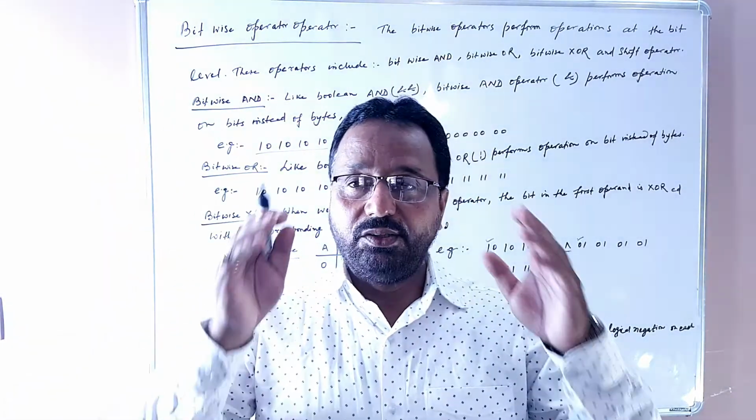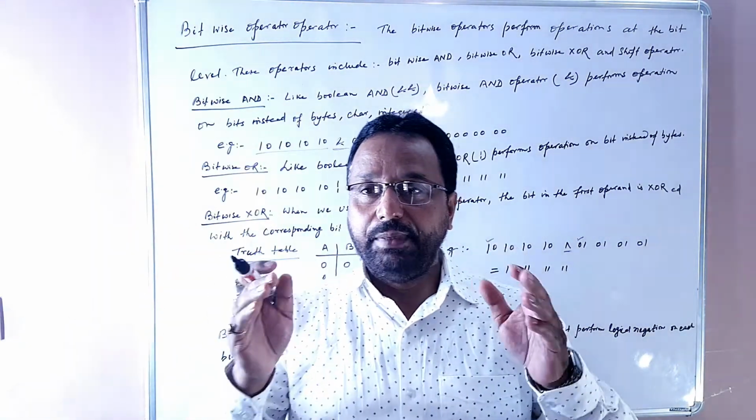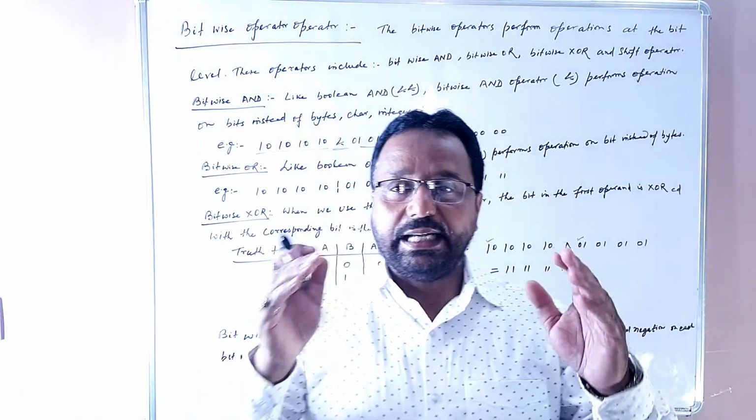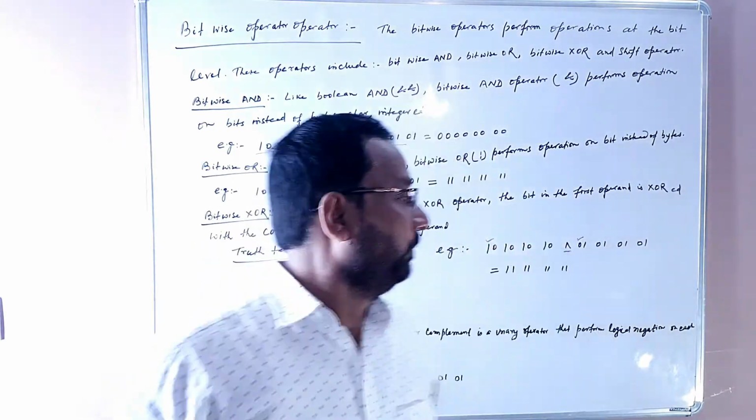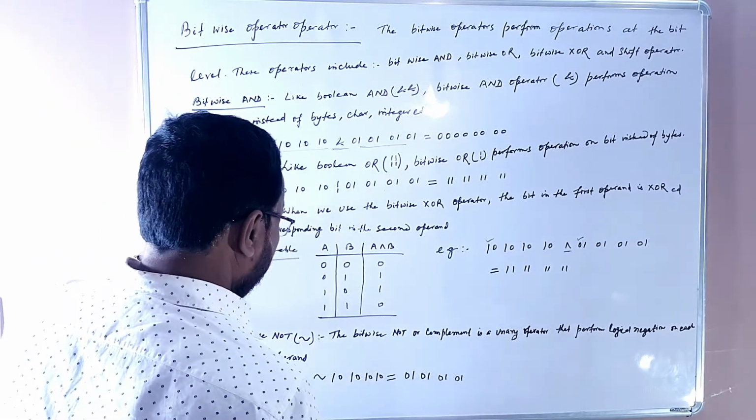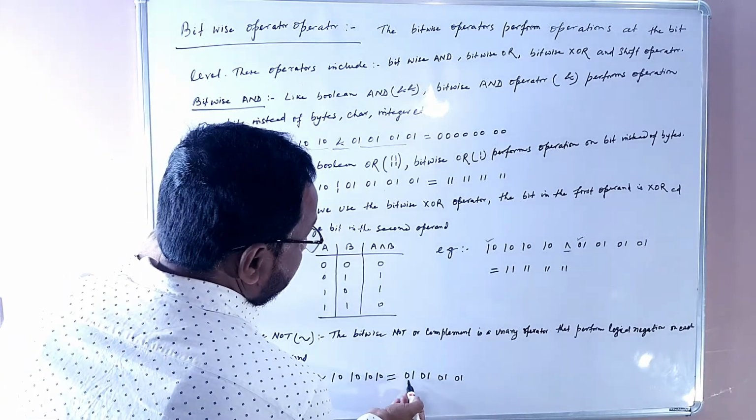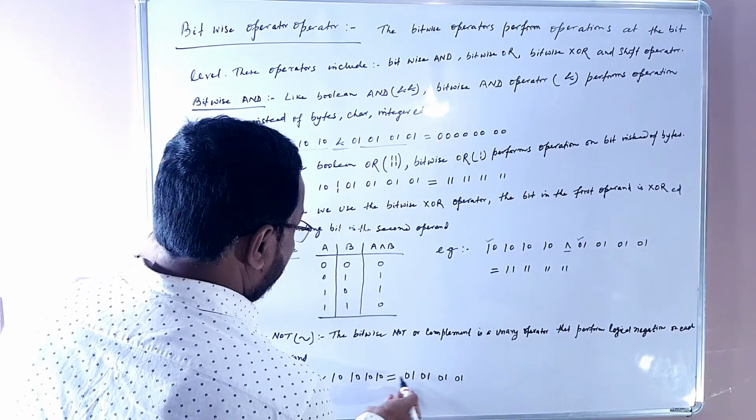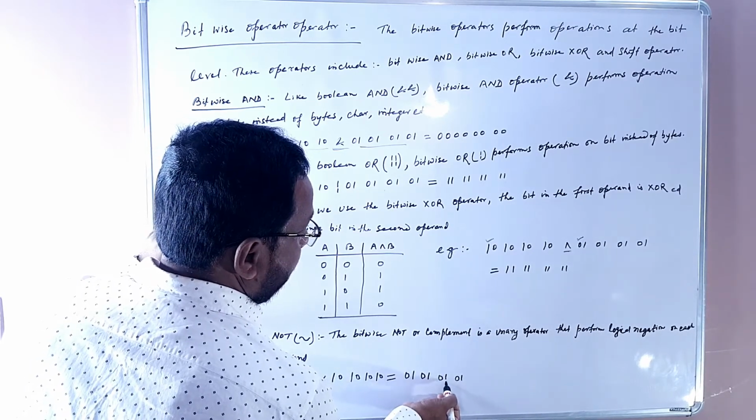Then bitwise NOT. The sign is tilde. The bitwise NOT or complement is a unary operator that performs logical negation on each bit of the operand. Here, tilde 10101010. NOT works on only a single operand. 1 is converted into 0 and 0 is converted into 1. Then the result is 01010101.